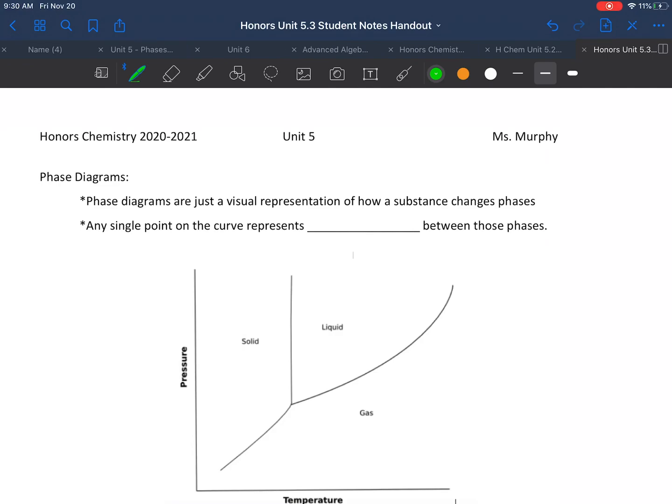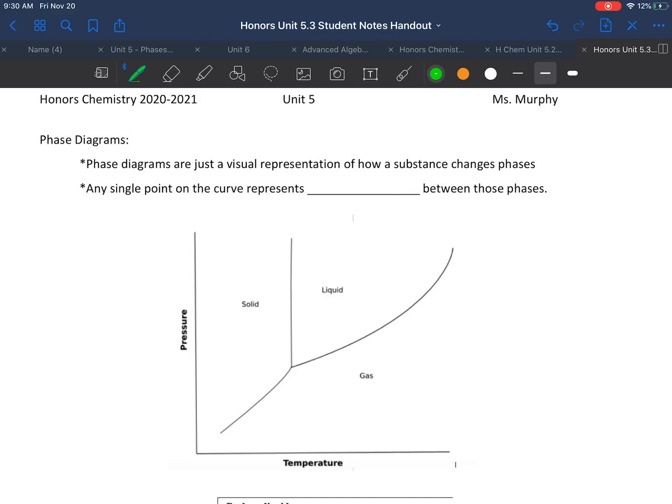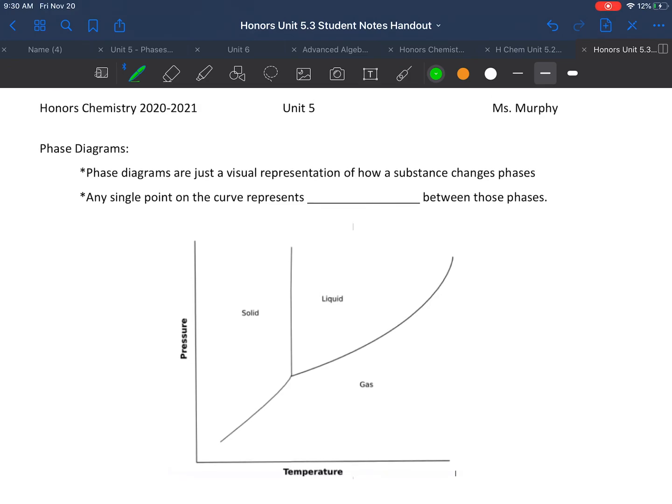So, talking about phase diagrams. Phase diagrams are just a visual representation of the change between solid, liquid, gas, and so forth. Any single point on these curves is just equilibrium between those phases. And so we need to talk about the important parts of a phase diagram.